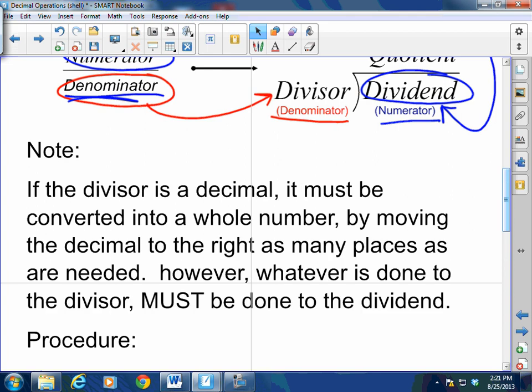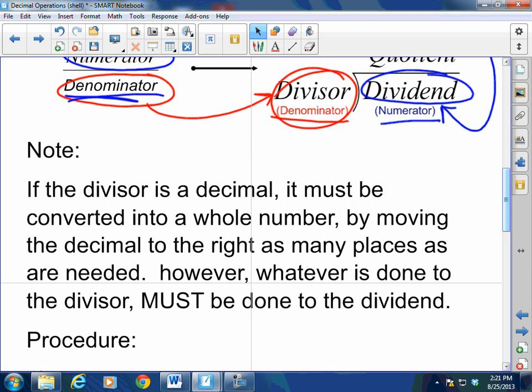Now let's get to a couple more things about dividing. If the divisor is a decimal, remember the divisor, again, guys, is the denominator. It's the outside number, okay? If that divisor is a decimal, it must be converted into a whole number by moving the decimal to the right as many places as needed.